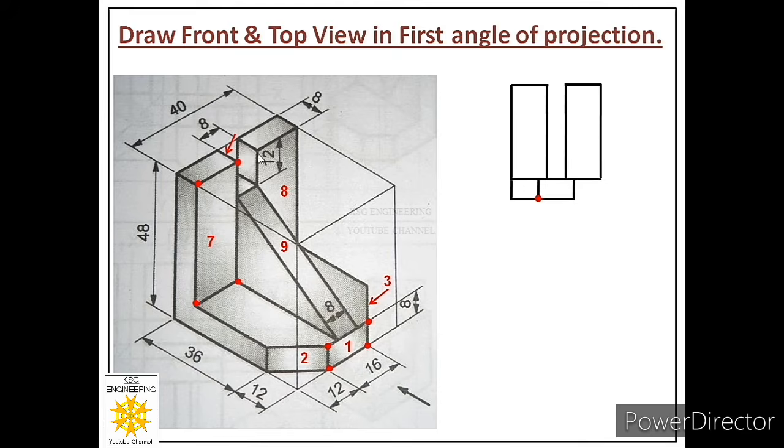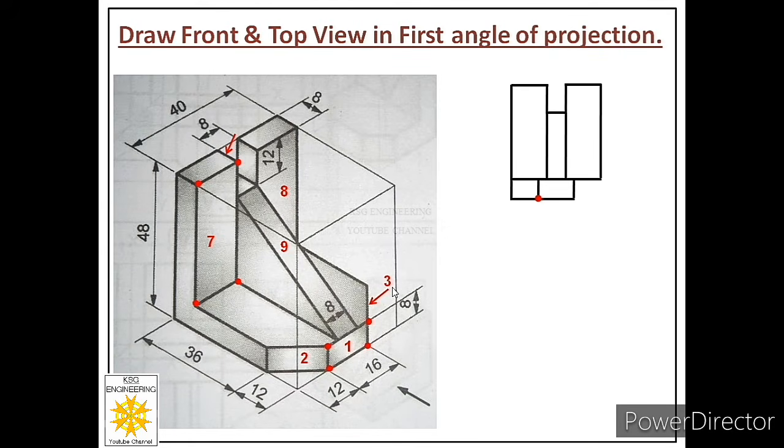It means from that point how much should I move in the downward direction? 12 millimeters. So from this point I will move by 12 millimeters and I will draw a continuous thick horizontal line. Now you can see face number 9 is also plotted.